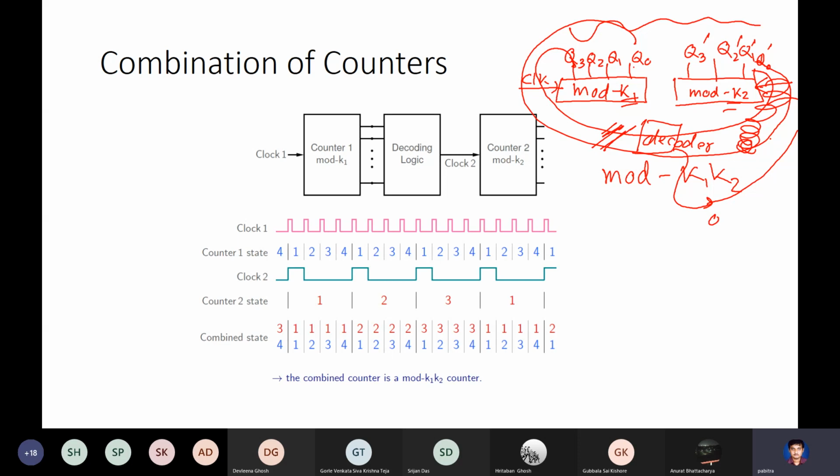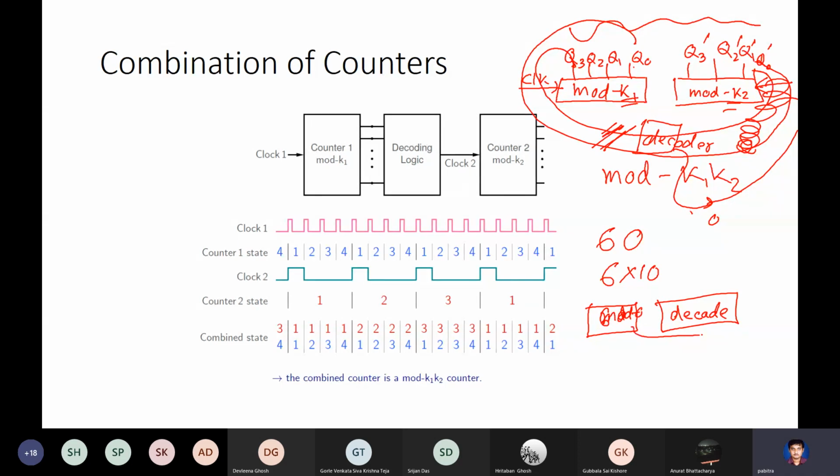This is actually very useful. For example, I want to have a seconds counter. So I want to have a mod 60 counter. So how do I do it? I do it by a mod 6 into mod 10 counter. So I have one decade counter for mod 10, and I have a mod 6 counter, which needs 3 bits. The next higher power of 2 is 8, so you will need 3 bits. So it's a mod 6 counter.